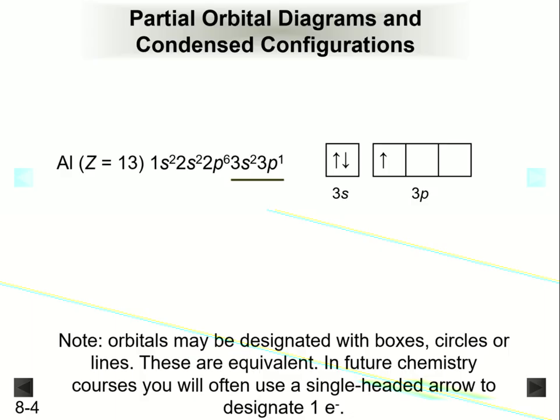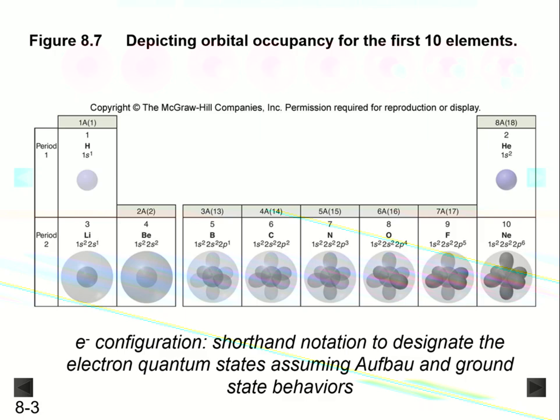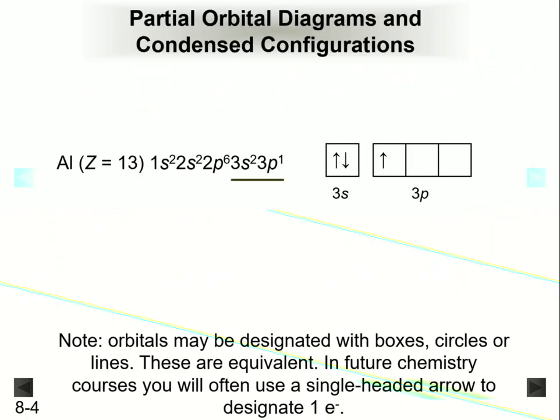2p6. So that gives us a total of 10 electrons. And those 10 electrons would be the same as neon. If we look at neon over in the lower right-hand corner, that's 1s2, 2s2, 2p6. So now we have 1s2, 2s2, 2p6. That's 10 electrons. Then we have the 3s2 and then 3p1. That gives us a total of 13 electrons.